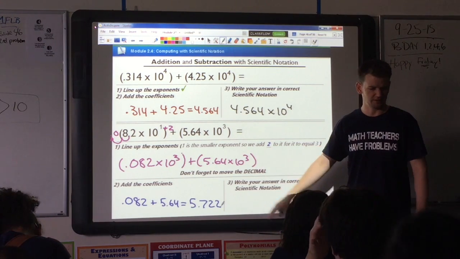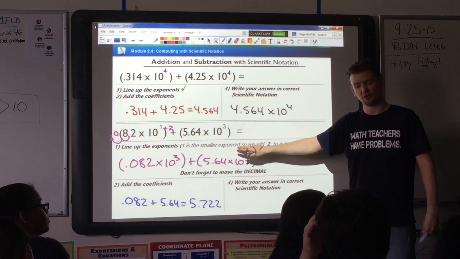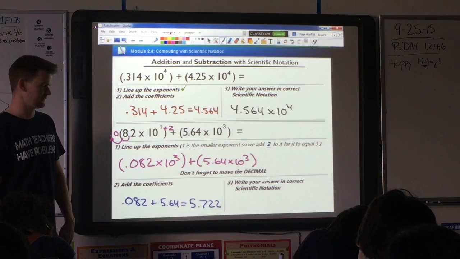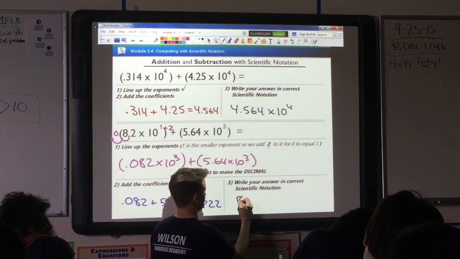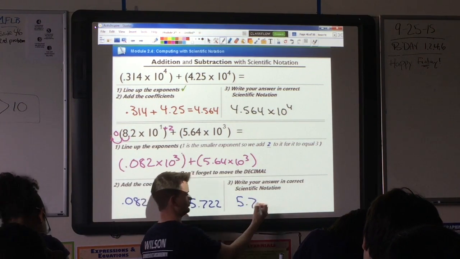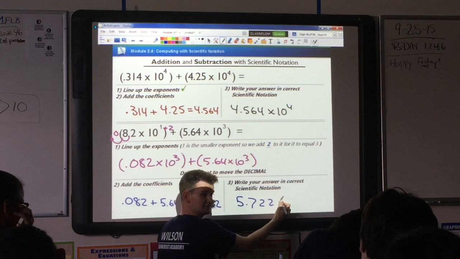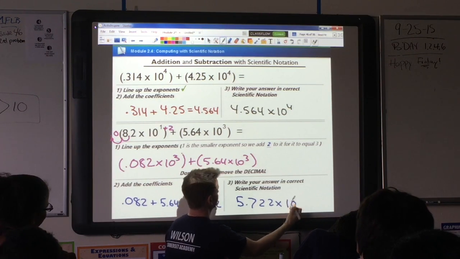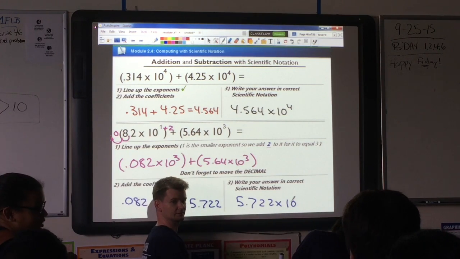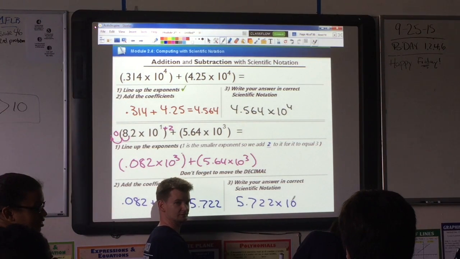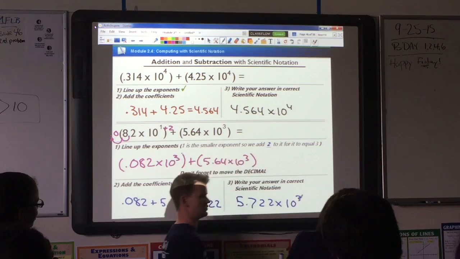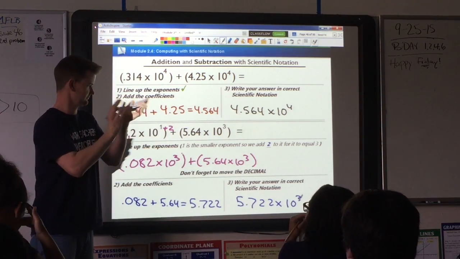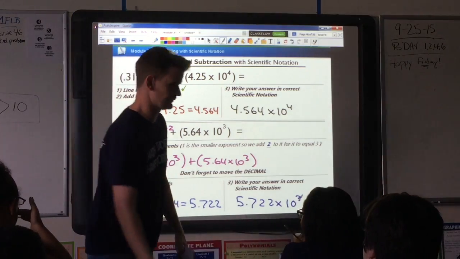Another one? Yeah, I've already done my work with the exponents. Now I just write out my answer. 5.722 times 10 to the third. Good. Good coefficient, perfect scientific notation, and we're done. Good job, good job, good job.